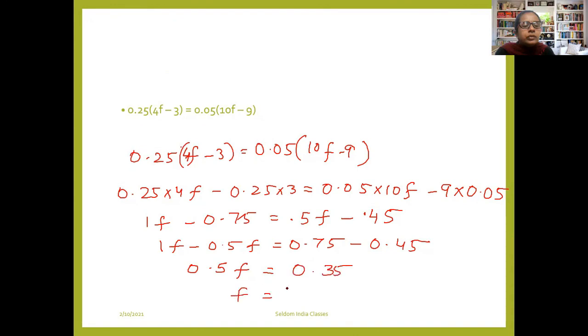So f equals 3.5 divided by 5. Correct? f equals 3.5 divided by 5. We will remove the decimal points and we get f as 0.7.